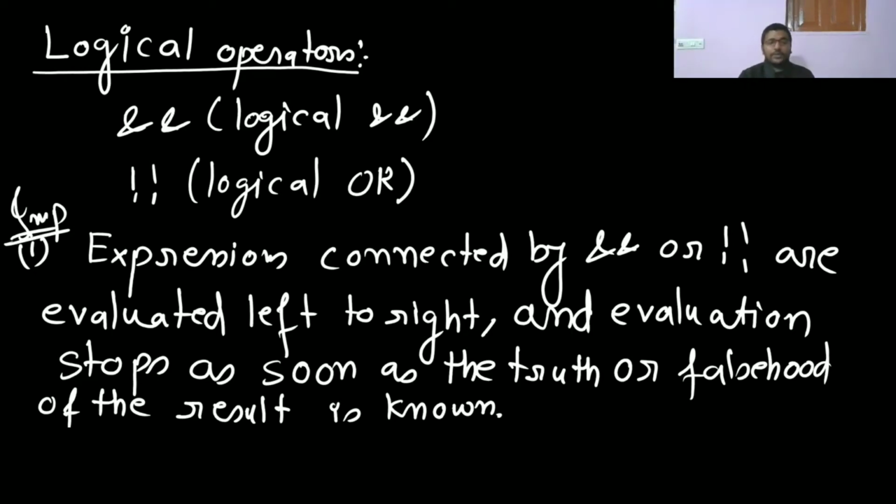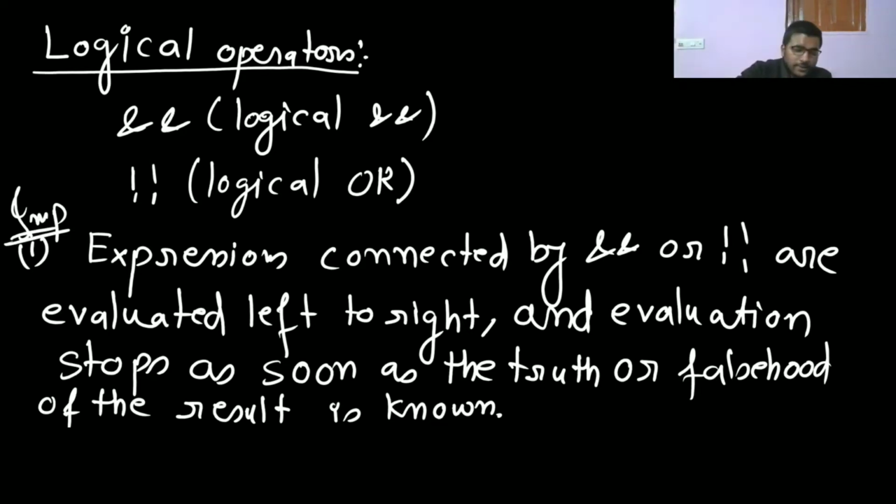You know that logical and has a higher precedence than logical or. Expressions connected by logical and or logical or are evaluated left to right, and evaluation stops as soon as the truth or falsehood of the result is known. I have made a table to explain this short circuit.